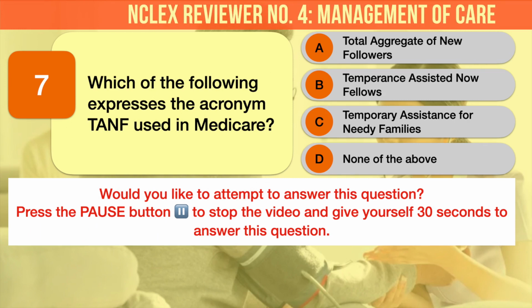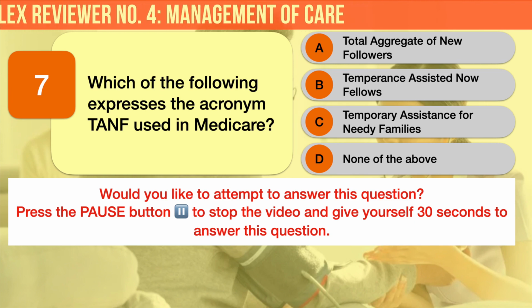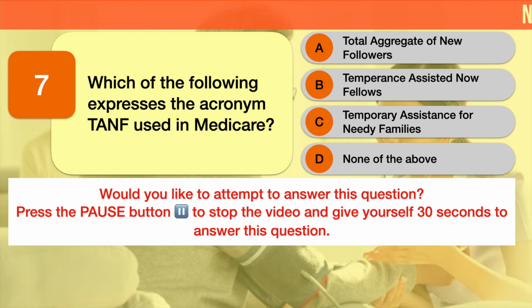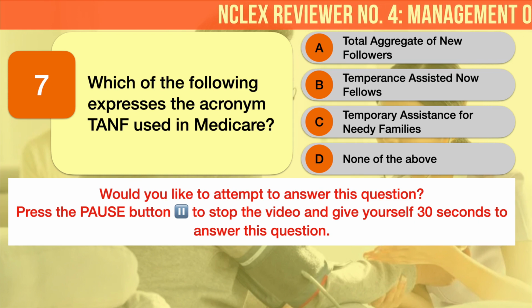Question number 7. Which of the following expresses the acronym TANF used in Medicare? A. Total aggregate of new followers. B. Temperance Assisted Now Fellows. C. Temporary assistance for needy families. D. None of the above.